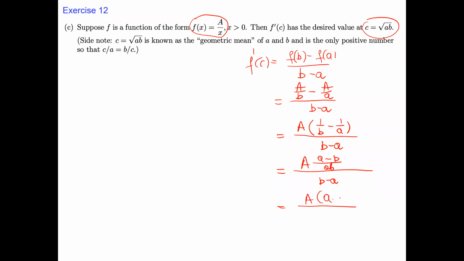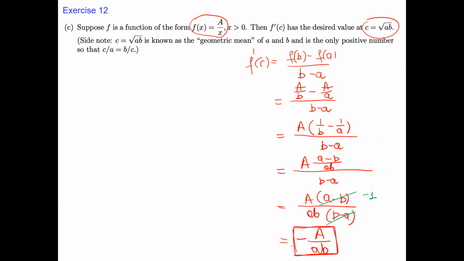A minus b, b minus a. This is just algebra. And when I simplify this, I will get -1 because they are opposite. That means the value that I received as the slope of the secant line is -a over b. Now we have to prove, yeah, that's the slope.